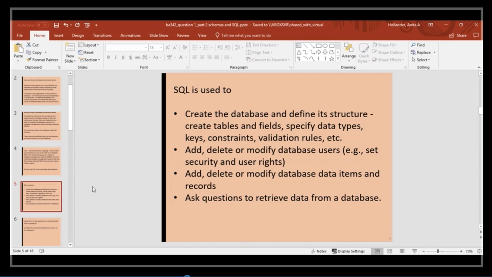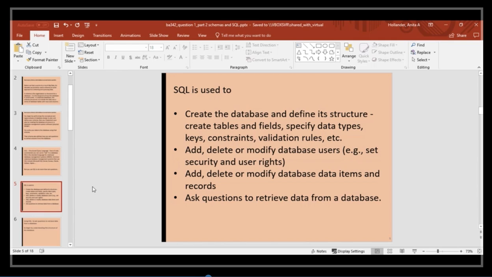A third use of SQL is to actually move data into your database. And so you use it to add, delete, or modify data, such as adding a new customer record, or when that customer has a change of address, going back into that record and updating the address. So the fourth use of SQL is to actually ask questions and get output.